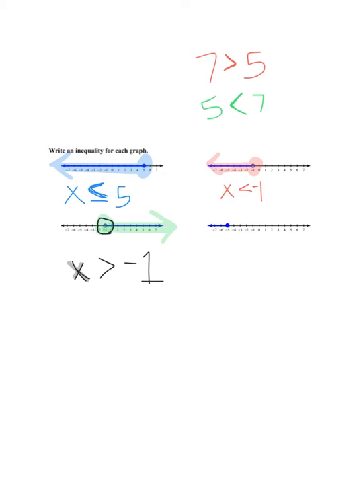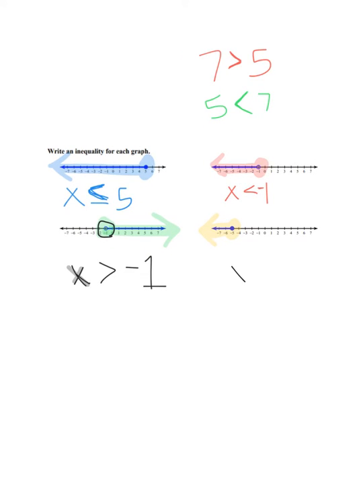Last problem. The boundary point is at -5, and the shading is numbers that are less than or smaller than -5. So we would write that the x has to be less than -5, and because the boundary circle is colored in, we'll say that it could also be equal to.